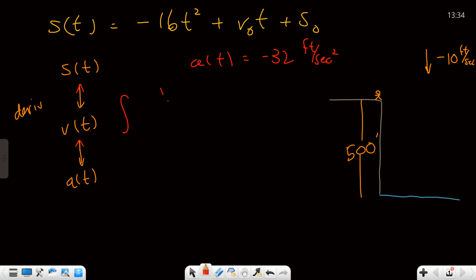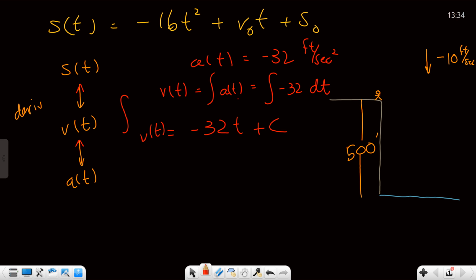So I know that if I want the velocity, I can take the integral of the acceleration, which in this case is the integral of negative 32 dt. Don't forget that dt. It's very important because it tells you what your variable is. Okay, what's the antiderivative of negative 32? Negative 32t plus c. Good. Indefinite integral must have a plus c. And as I said, that is the velocity graph, or velocity function, I should say.